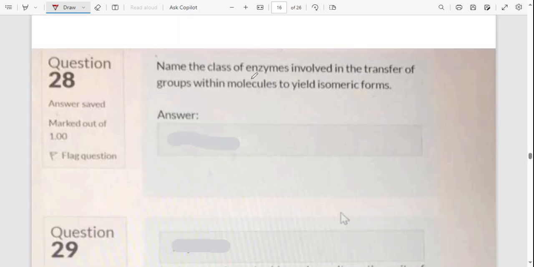Name the class of enzymes involved in the transfer of groups within molecules to yield isomeric forms. Now, enzymes have 6 classes. You can use the mnemonic "OTHLIL". This is a simple mnemonic that we can use to tell the classes of enzymes. Now, what does each one of these mean? The O represents oxidoreductase. Oxidoreductases are involved in oxidation-reduction reactions, that's class 1.